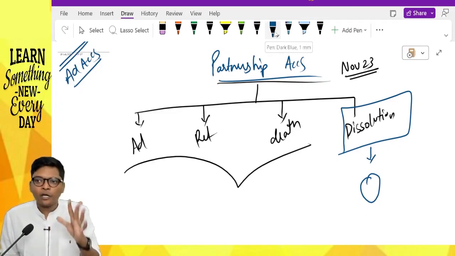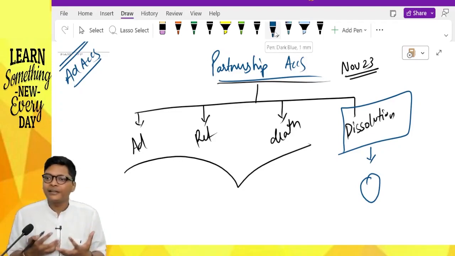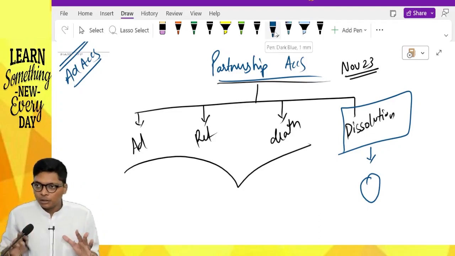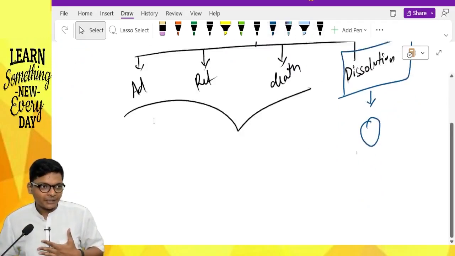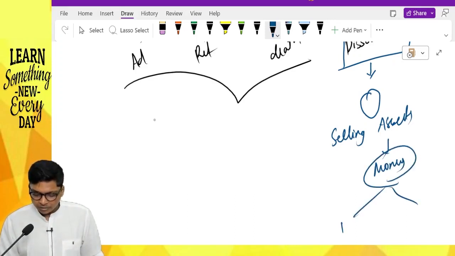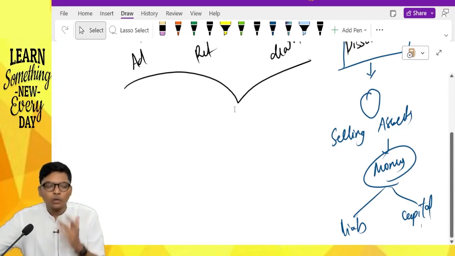Partner should have been paid off. Liability should have been paid off, settled. If money is available. If money is not available, some of them will not be paid. That's it. How much they are not paid, you have to compute. Correct? In simple, if I have to summarize this chapter, it is the chapter of selling assets, getting the money, paying the liabilities and capital of the partners.